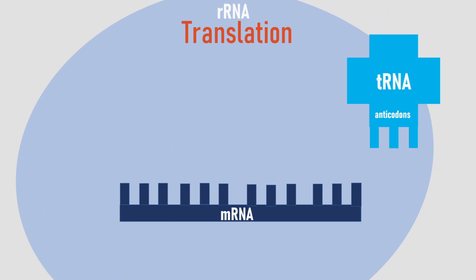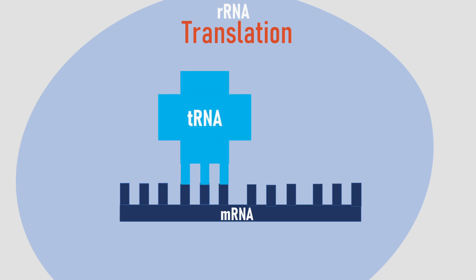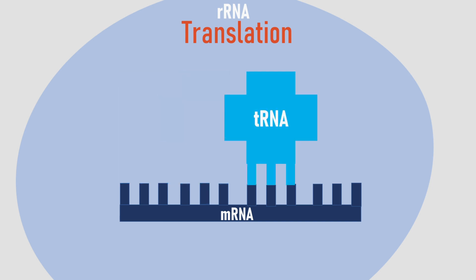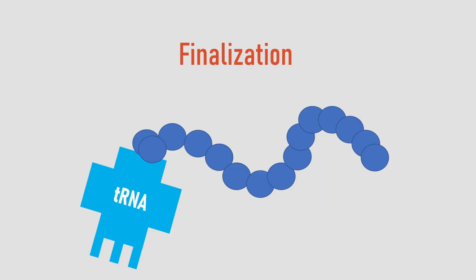The tRNA can attach itself to each triple nucleotide in the mRNA and adds an amino acid to a growing peptide chain. The process is repeated until a stop codon is detected, in which the polypeptide is released from the tRNA to become a protein, ending the translation.